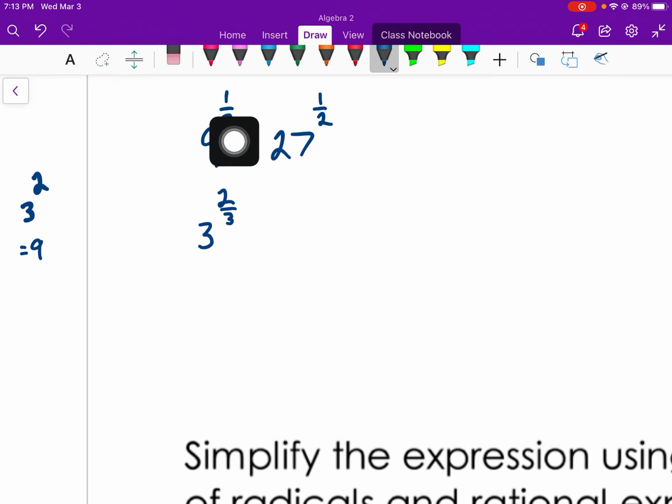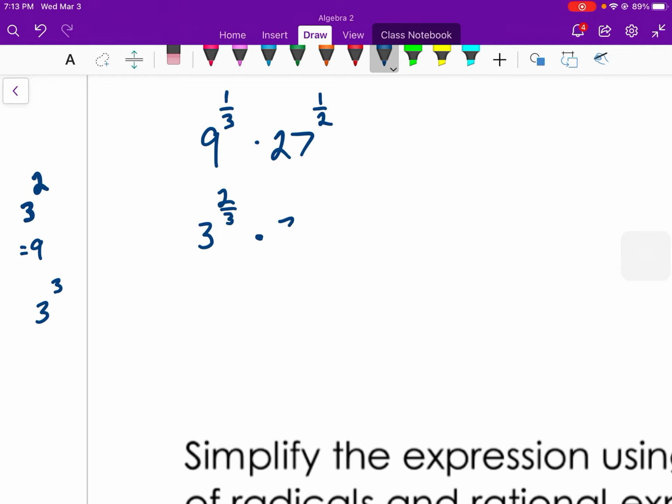Because it would still have a 1/3 power here. I just rewrote the 9 in the numerator here because 3 squared is 9. I can do the same thing with 27. I want the same base, a base of 3. 27 is the same thing as 3 cubed.